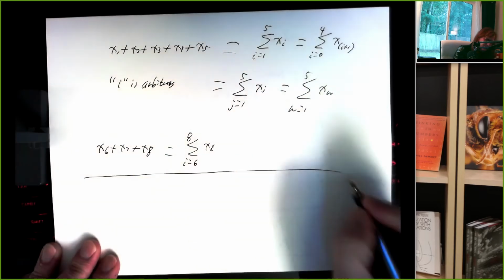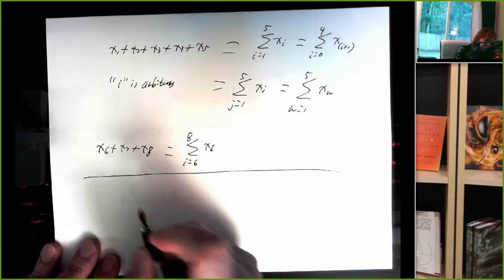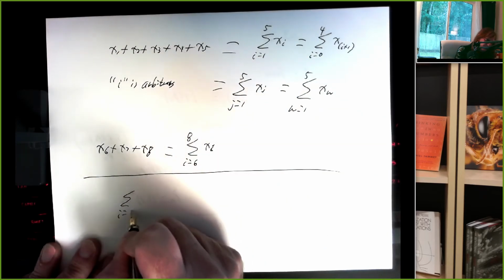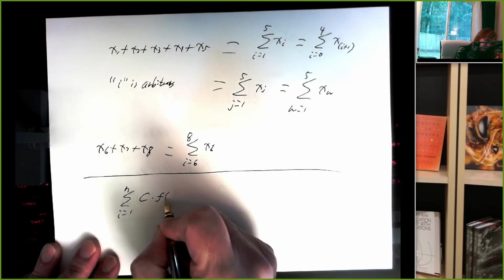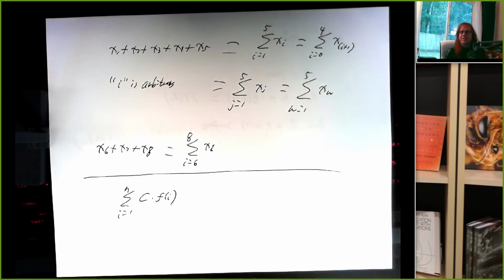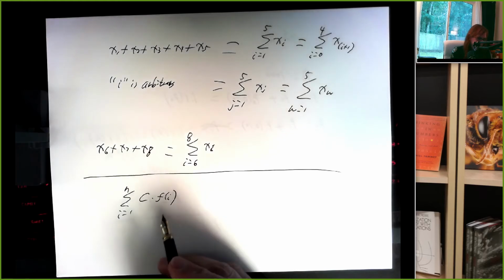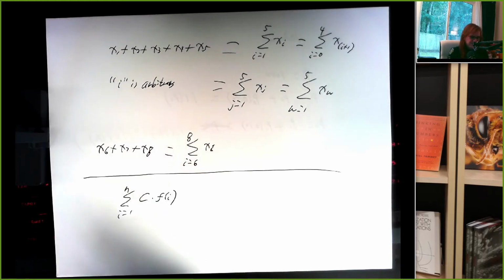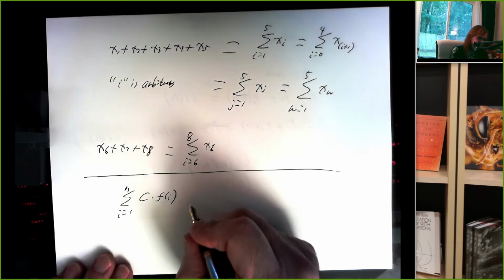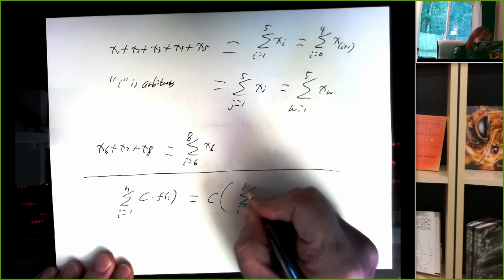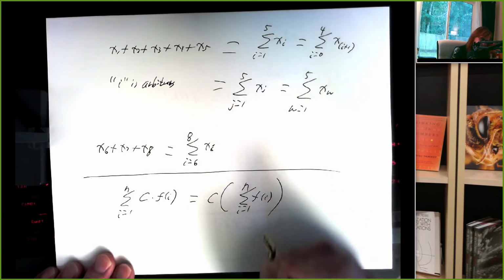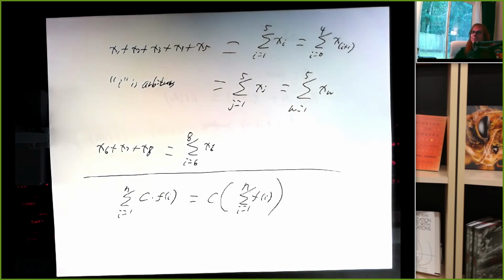So we should note, if we have some function f of i and we want to add c times f of 1 plus c times f of 2 plus up to c times f of n, right? This turns out to be the same thing as just doing the sum of f of i and then multiplying that sum by c.